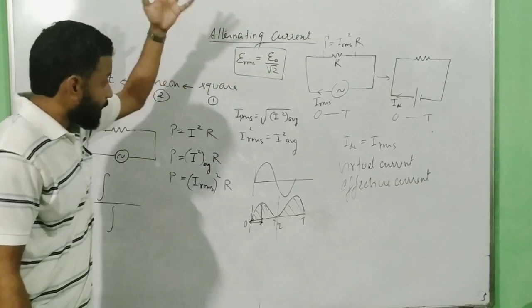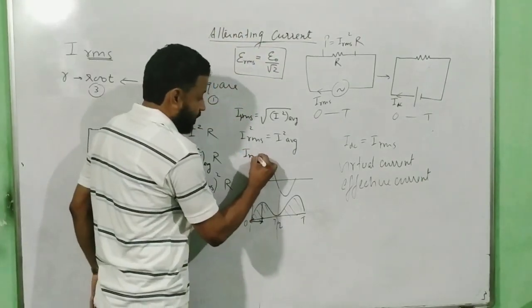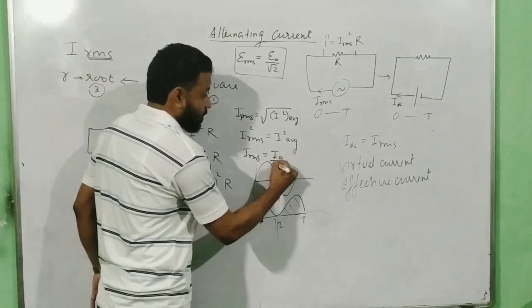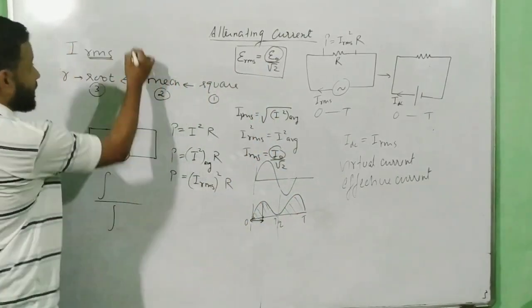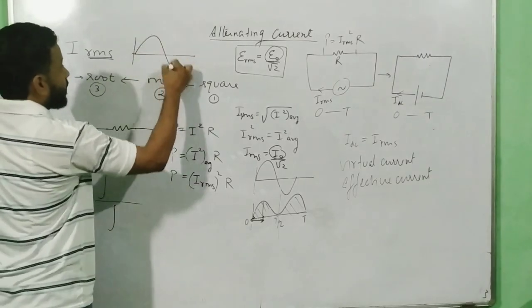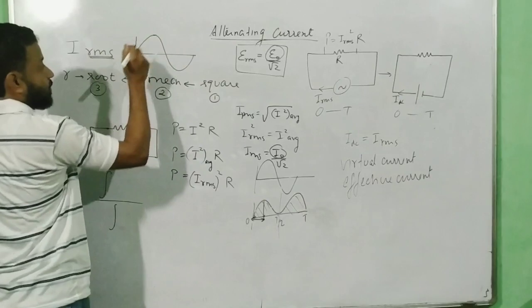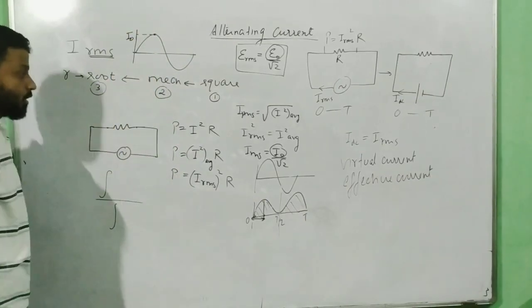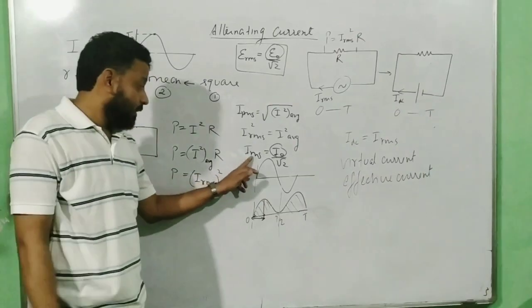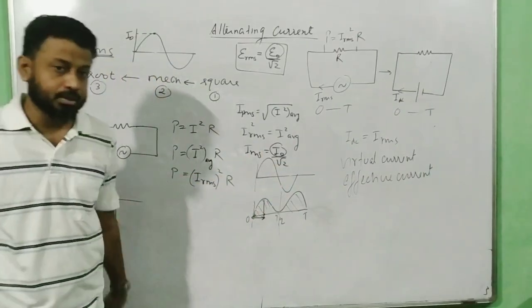This E naught or I naught, which I wrote over here somewhere, in the expression of RMS value, which I wrote as I naught by root 2, is called the peak value. What is the peak value? It is the maximum current it can offer to me. So this is called I naught. Remember, RMS current is 1 by root 2 times the peak current. Don't forget this.